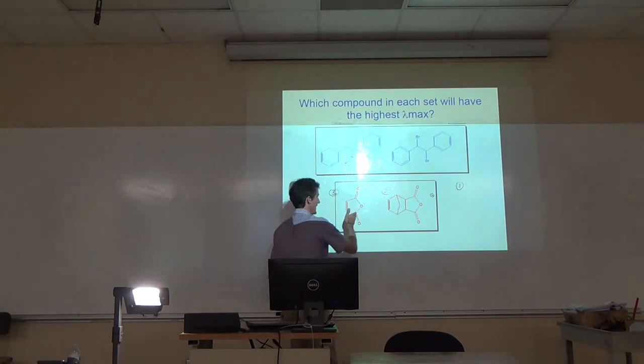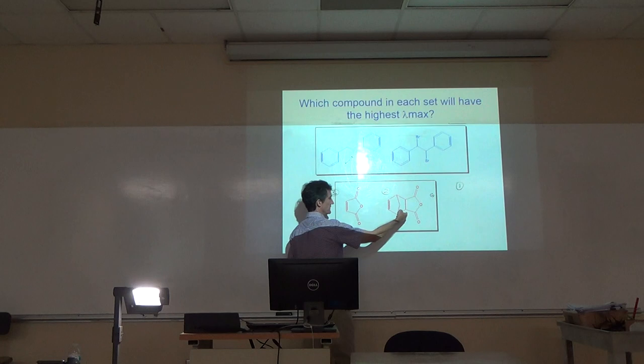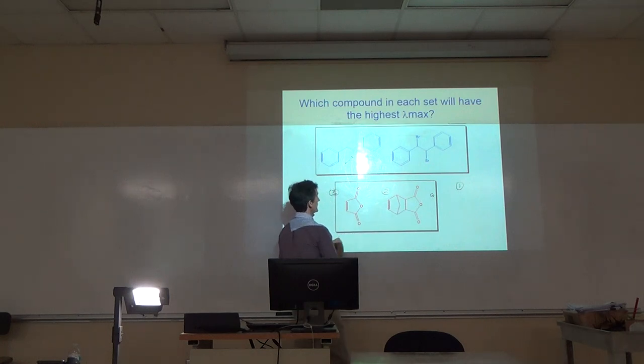Which compound will have the highest lambda max? Maleic anhydride or the Diels-Alder product? Maleic anhydride. You've got three double bonds conjugated.